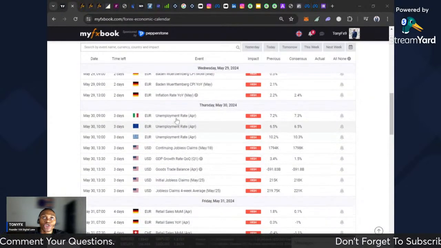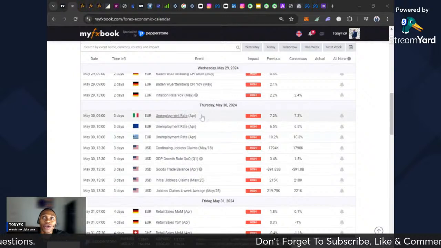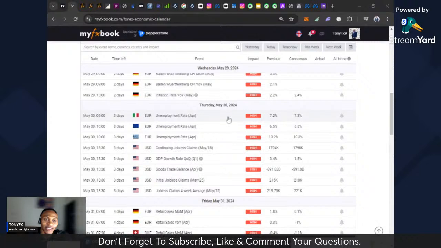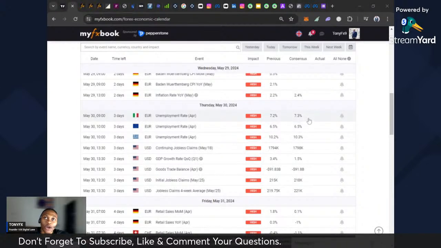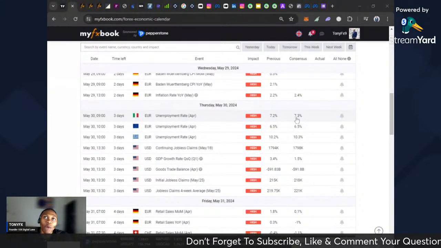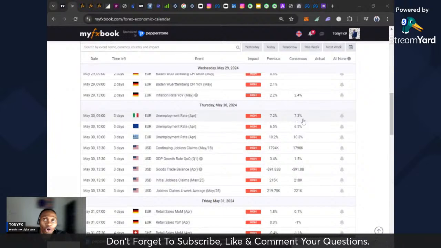Then on Thursday, we have unemployment rate for euro early in the morning. And here we're seeing that unemployment rate could be higher than expected for Italy, to be precise. And if unemployment rate is higher on Thursday, we're anticipating euro to be weak on Thursday if that happens. But if we see a figure lower than 7.3, then euro will be strong.